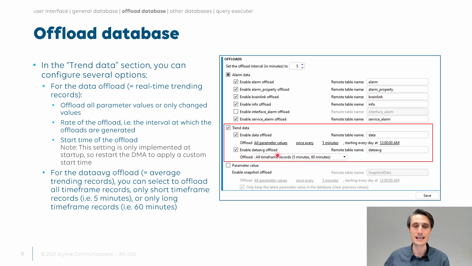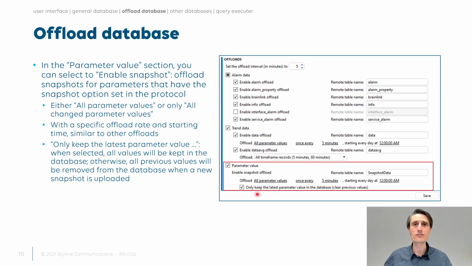For the parameter values, that's basically a real-time value, a snapshot of your system you can just dump into the offload database.